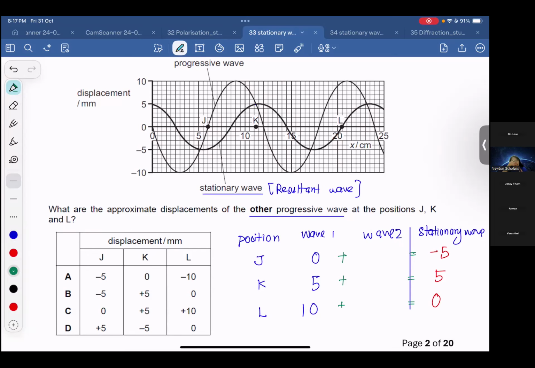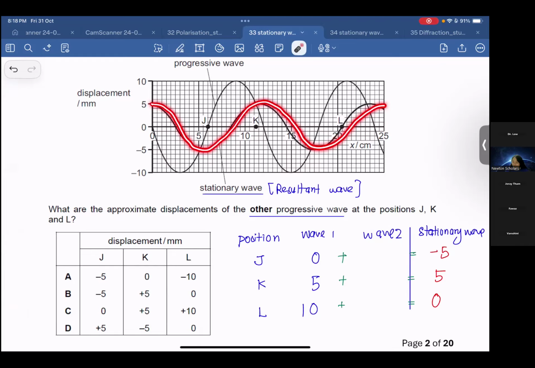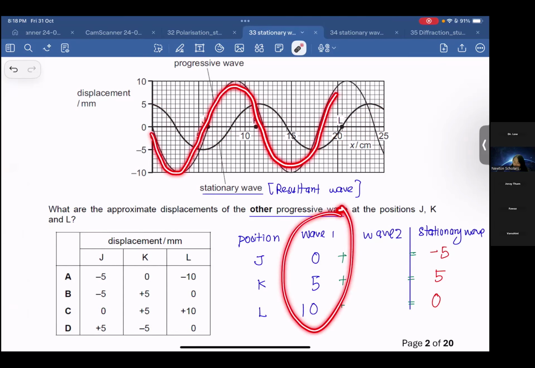Here the difficult thing is they expect you to read the question. If you are very careless and you straightaway assume these are the two progressive waves that meet up, in the end you think they want you to find the resultant wave, and you find that you cannot solve this question. Here we can solve the question because the question said that this is a resultant. They don't tell us what our other wave is.